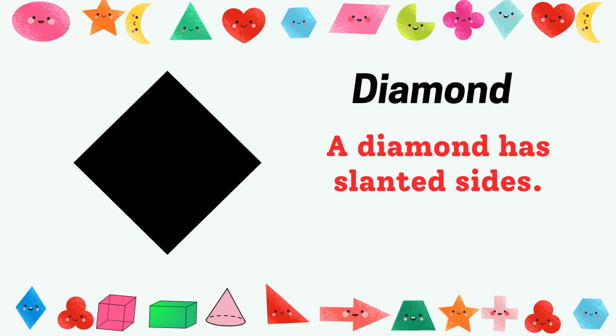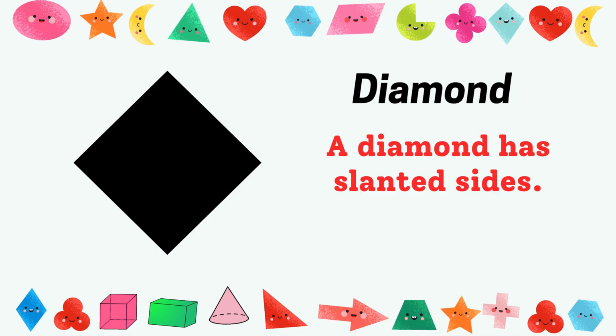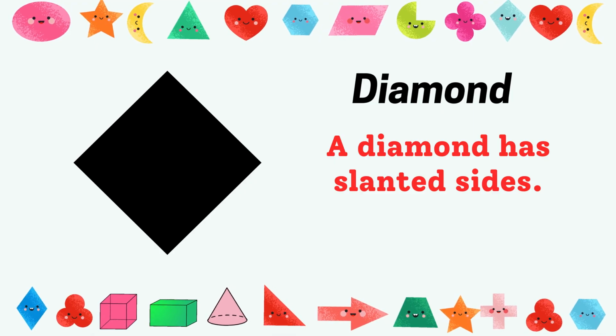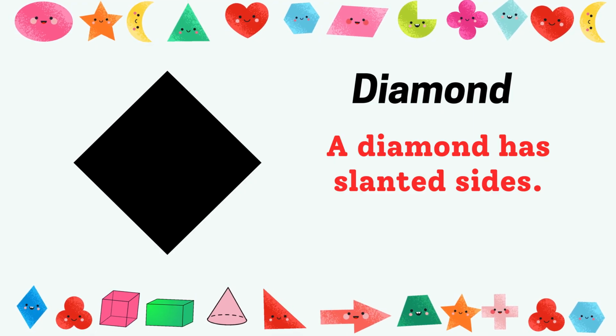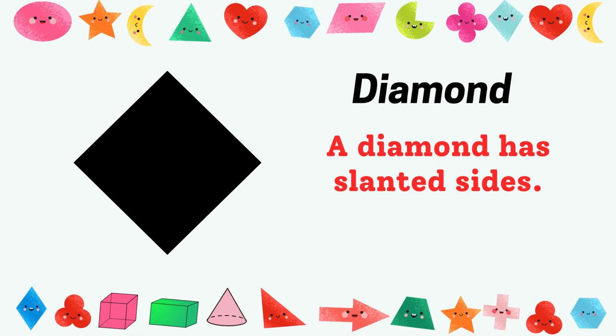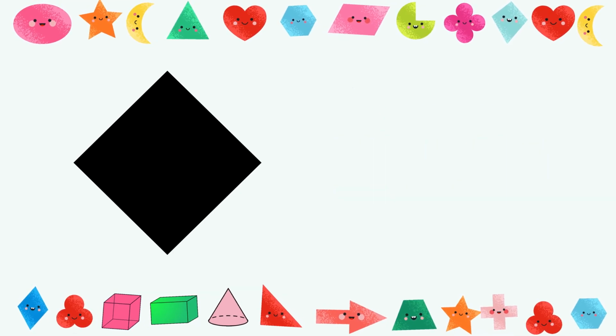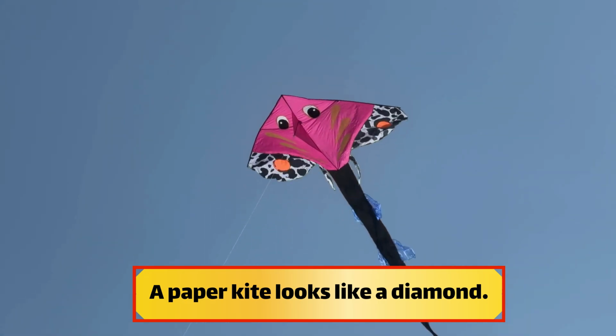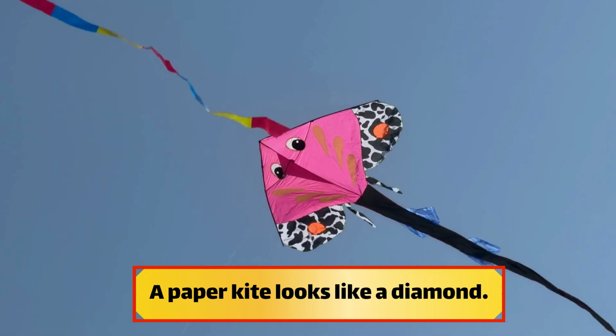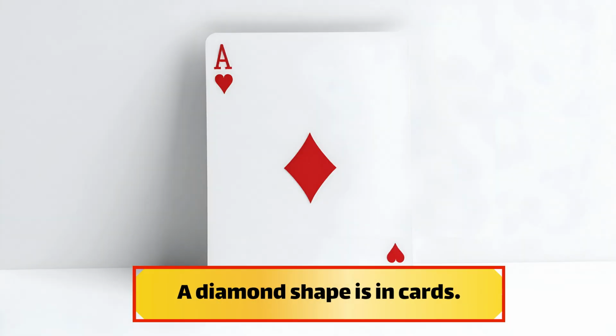Diamond. A diamond has slanted sides. A paper kite looks like a diamond. A diamond shape is in cards.